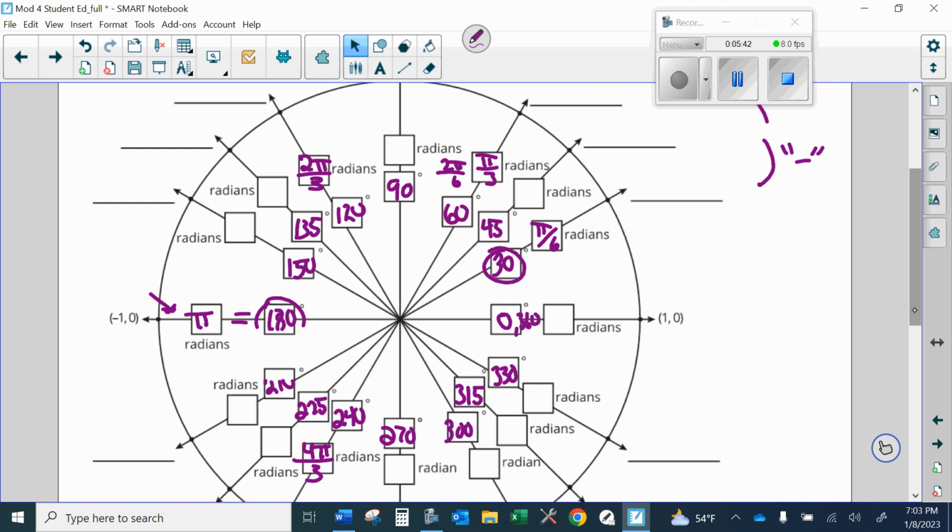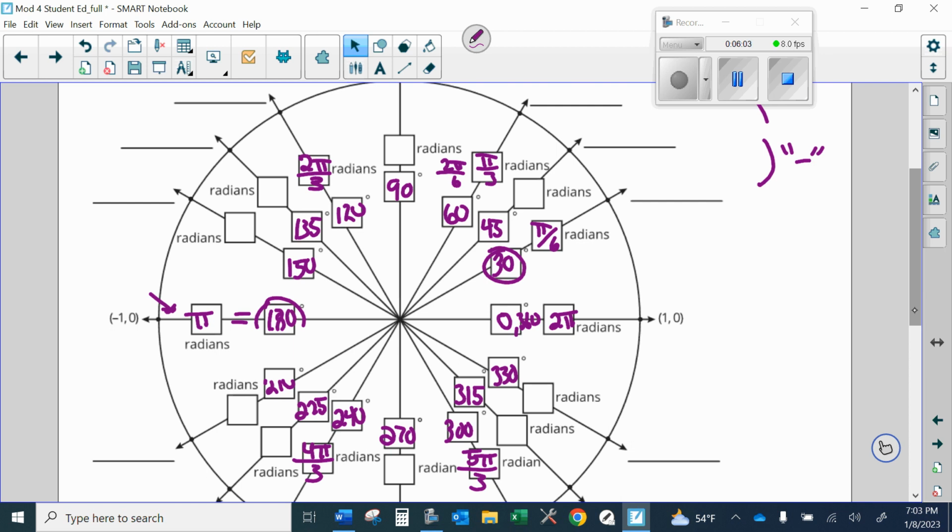Add another 60 degrees to 240, that makes it 300. And I add another pi over 3 to 4 pi over 3, that makes it 5 pi over 3. And I add 60 degrees to 300, it's 360. And I add another pi over 3, makes it 6 pi over 3. And 6 pi over 3 is equal to 2 pi.